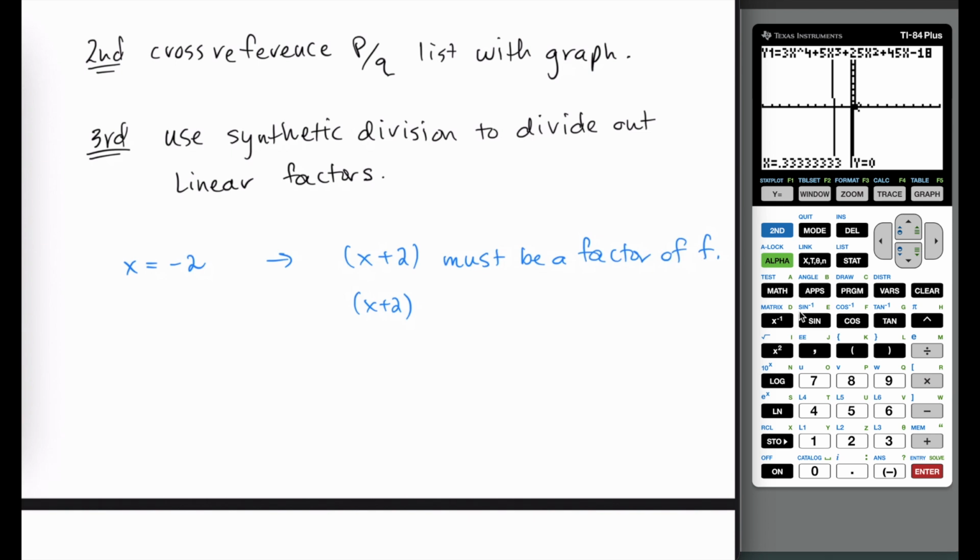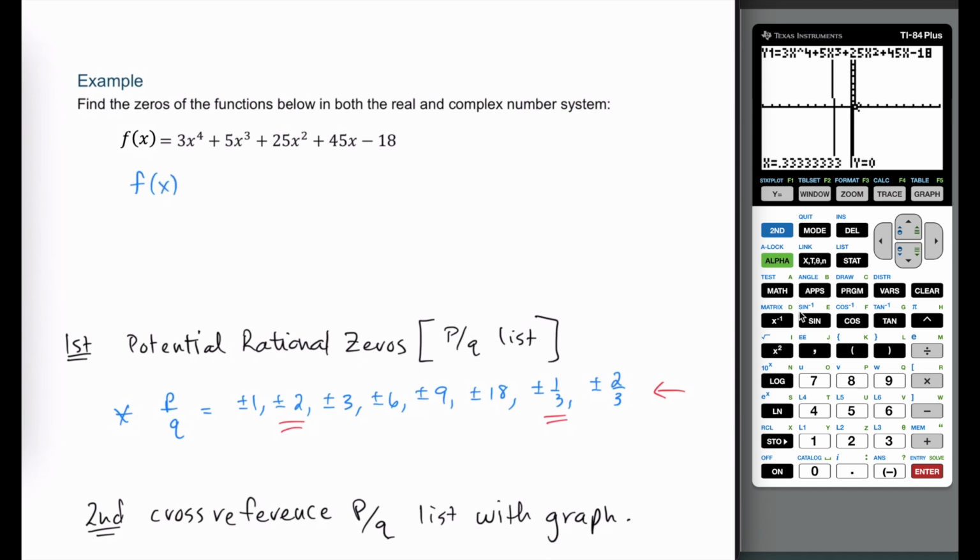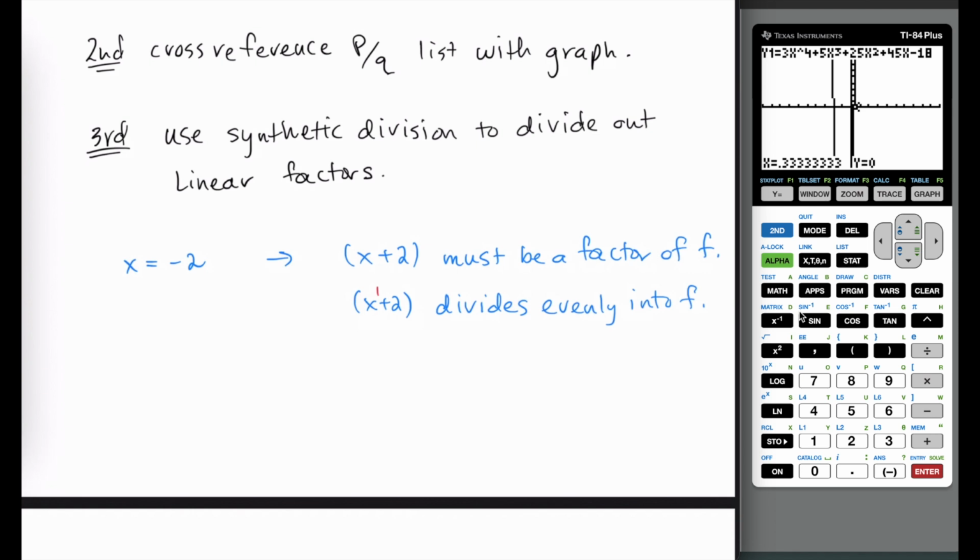Which means that x plus 2 divides evenly into that original polynomial. So what we're about to do is divide out the x plus 2 factor, and whatever we get as a quotient will be the other factor. Because our divisor is linear, we can use synthetic division, which means to start with this backwards L box.